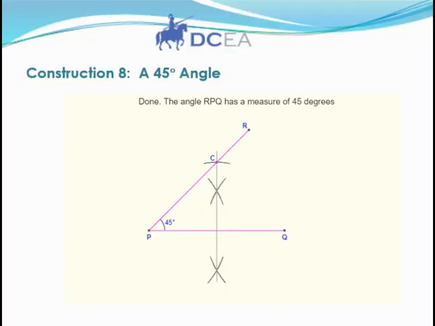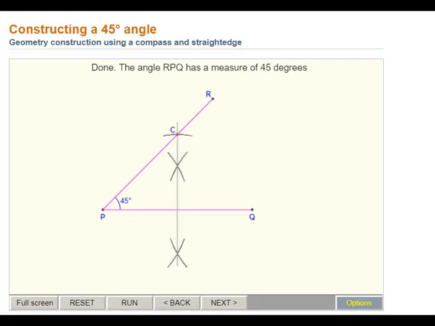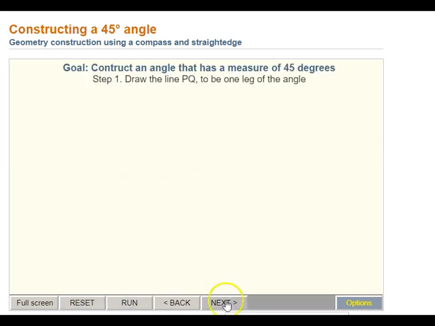Construction 8 is to construct a 45-degree angle. I like this construction much more than I like the one in the book. I find this to be easier to do, and this is what your construction should look like when we're finished. Let's view the animation. So, constructing a 45-degree angle, and let's reset the drawing and begin. Construct an angle that has the measure of 45 degrees.